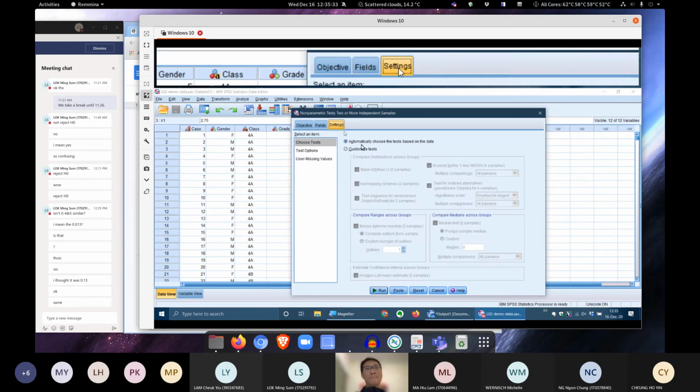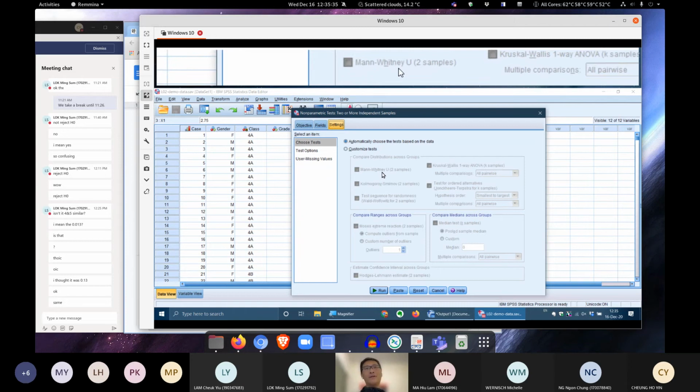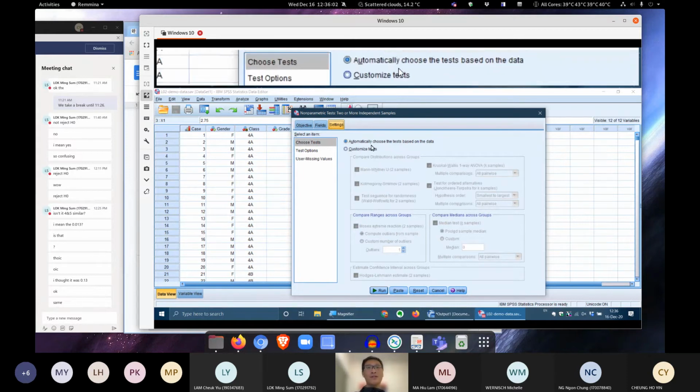Now for the settings here, you see a lot of grayed out names. These are the names of the non-parametric tests. Non-parametric test actually is not one single test. There are many different types of non-parametric tests, and you use different tests in different situations. But the good thing about the procedure in SPSS is that you don't actually need to worry about this because, again, we choose automatically. So SPSS will choose the test based on the data.